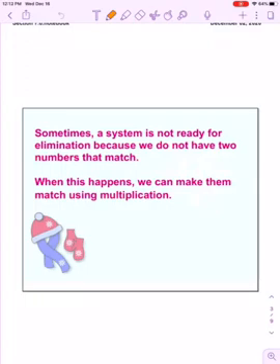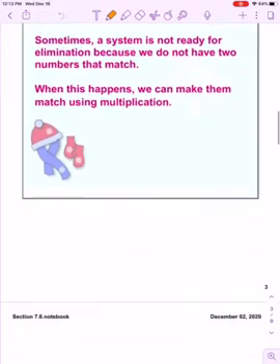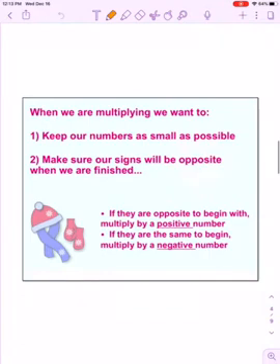So they aren't ready. We do not have two numbers that match. So when that happens, we are going to make them match. And what we're going to do is multiply an equation by something to make them match. When we're multiplying, you want to keep your numbers as small as possible. You don't want to turn everything into 20 if you can turn them into 5s, okay? So try to keep them as small as you can. And we want our signs to be opposite when we're done.